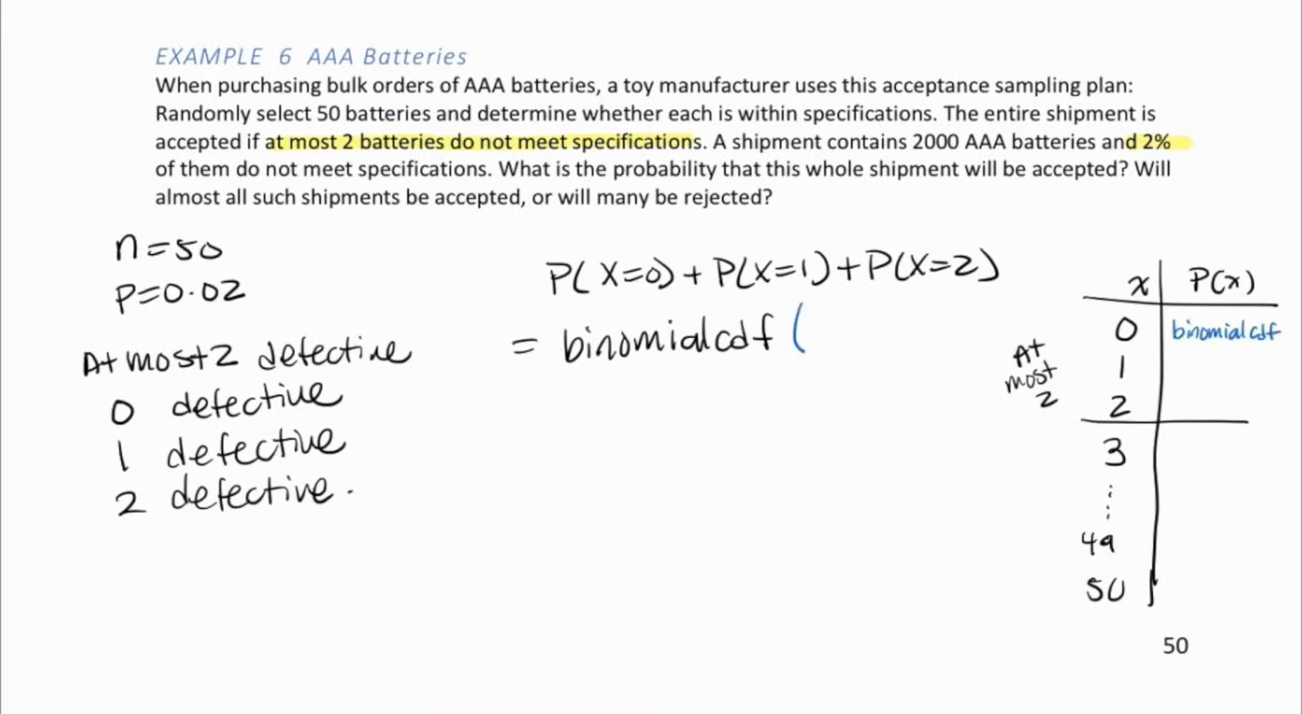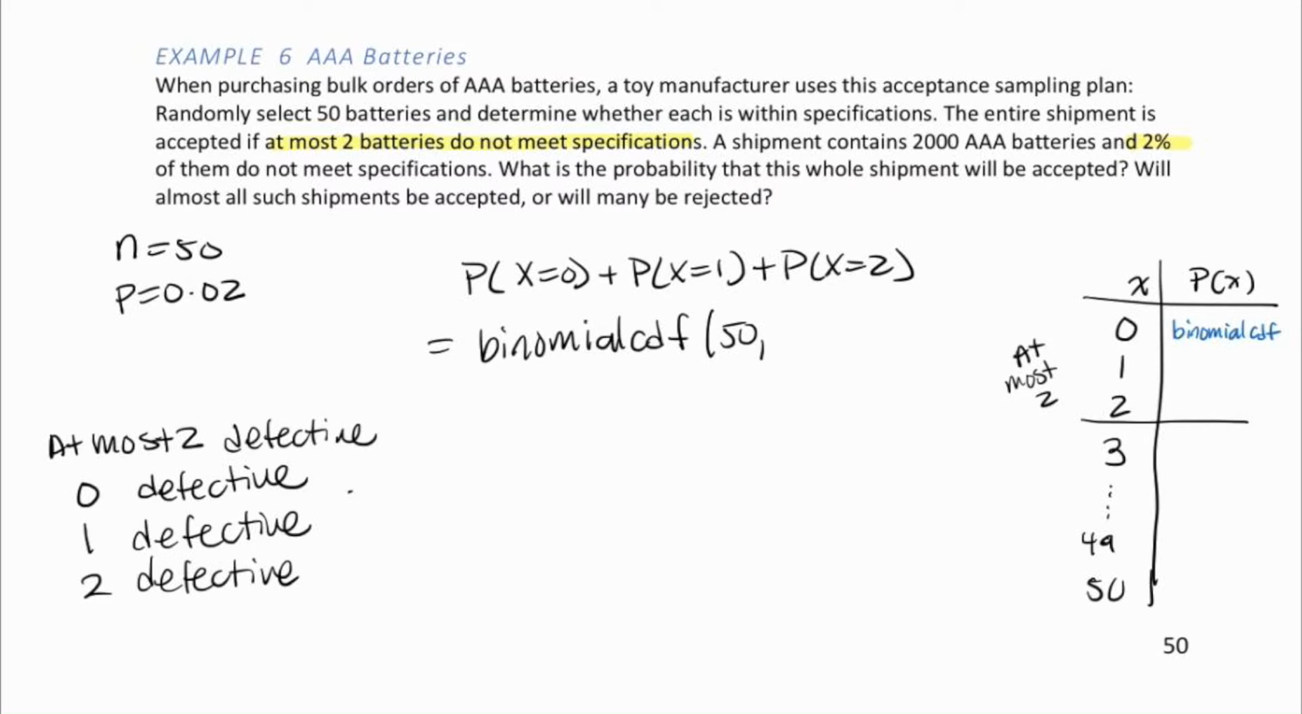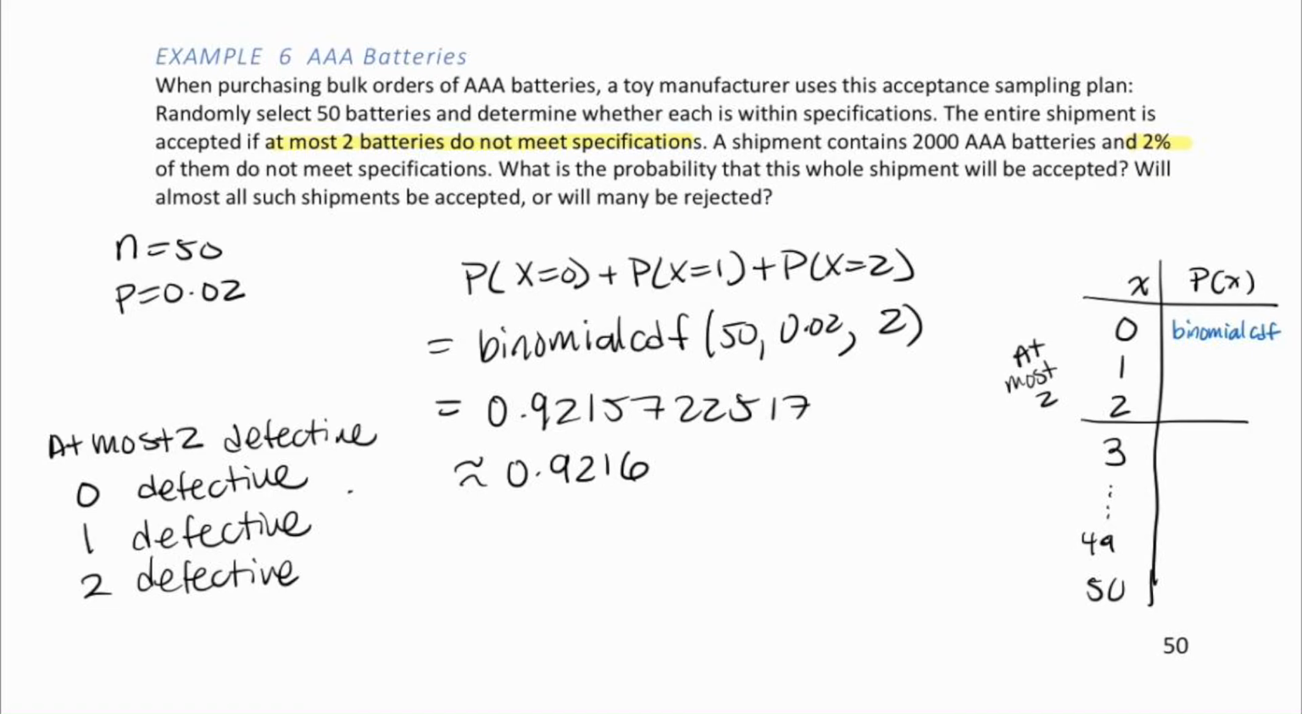And again, it's n, p, x, so our number of trials is n, 50, comma, the probability that a battery does not meet specifications is 0.02, comma, and then we want to add up the probability of 0 defective, 1 defective, and 2 defective, so put a 2 here, and you get about 0.9216. And as a percent, that's 92.16%.